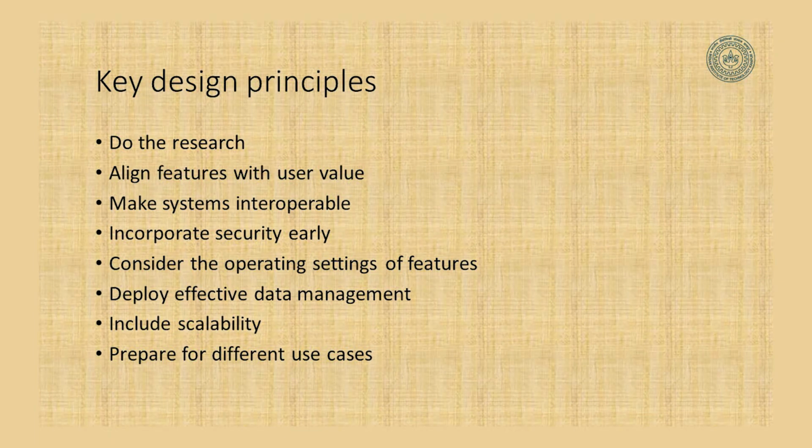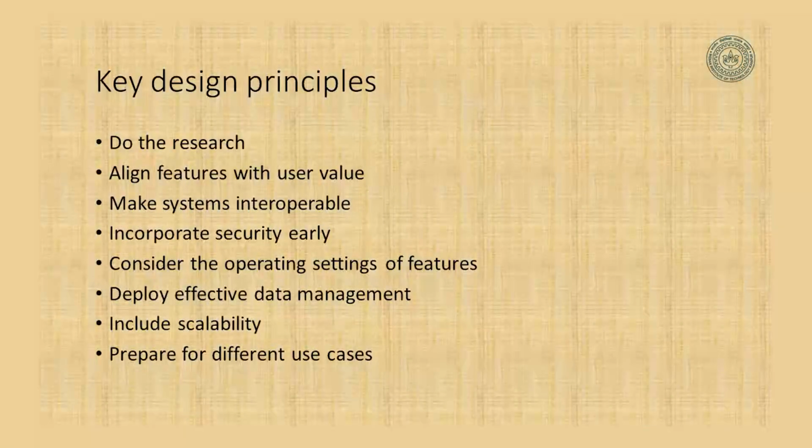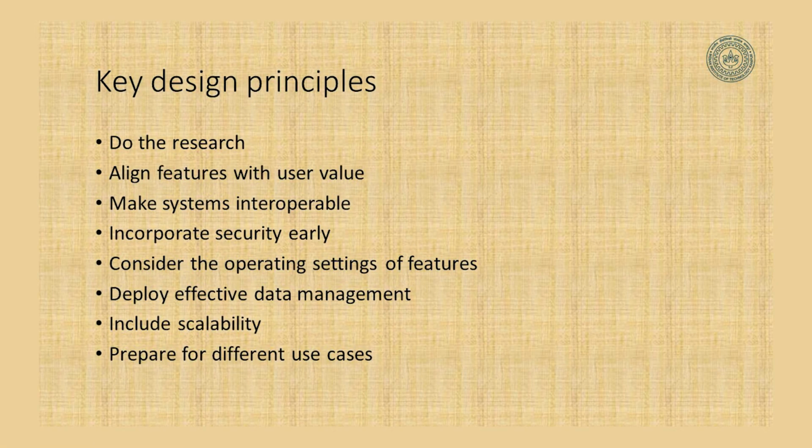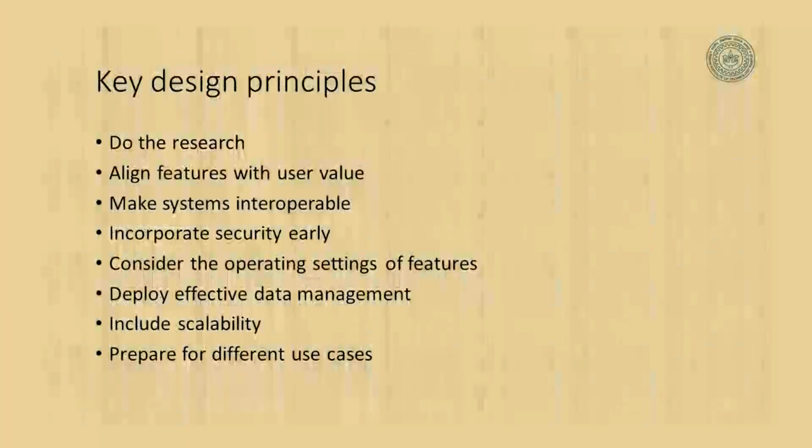Consider the operating settings of the different features. So, you have created different features which map to user values, but what are the operating settings? Can I measure from -5 to 10 degrees? Can I measure from 0 degrees to 50 degrees? Where am I placing my device? So, think about the operating settings of the features. Accordingly, you may choose your sensors and actuators.